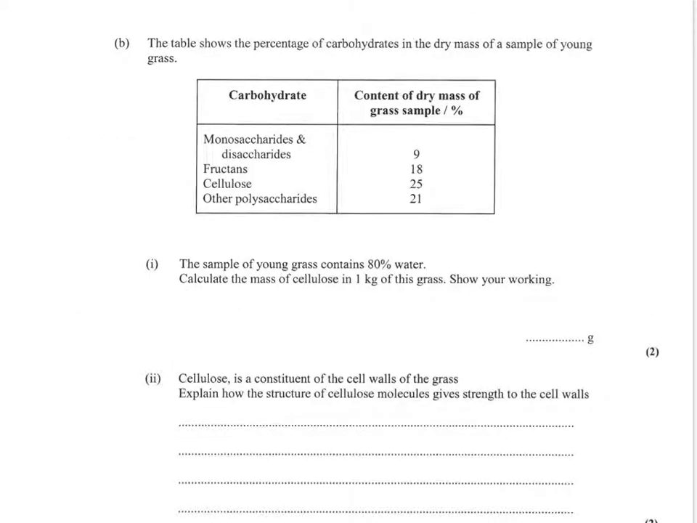This is a fairly tricky maths question. It's asking for the mass of cellulose in 1 kilogram of grass. First of all, you should realise that there are 1,000 grams, because the final answer wants to be in grams. So let's convert that into 1,000 grams to start off with. 80% of the grass is water. That means 20% contains the carbohydrates. So what mass of carbohydrates have we got? 20% of 1,000 is 200 grams. So we've got 200 grams of carbohydrates. Of that 200 grams, 25% is cellulose. 25% of 200 is 50 grams.